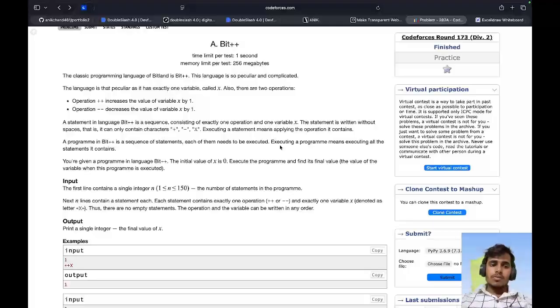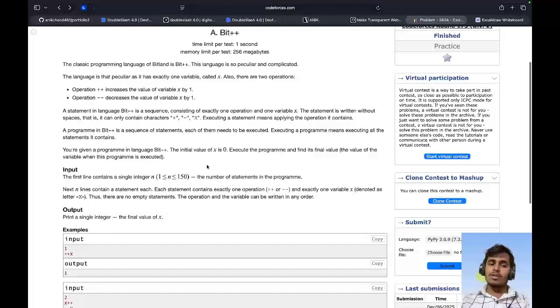You are given a program in the language Bit++. The initial value of x is 0. Execute the program and find its final value, the value of the variable x after the program is executed. After the execution, you can get the final value, and you have to calculate the final value of the variable x.